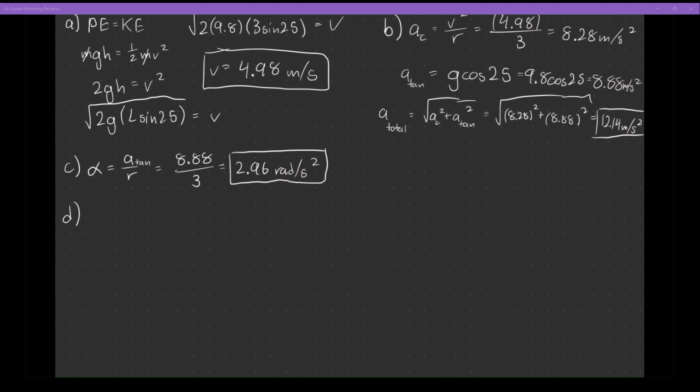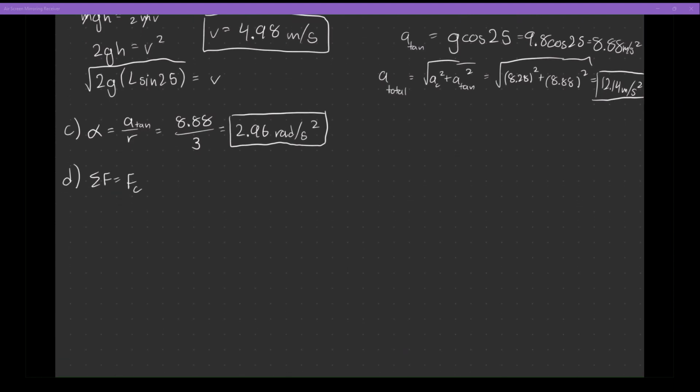Part D now is asking to find T at the lowest point in this swing. First, set net force equal to F_c, which is the first part to set up. The net force at the very bottom would just be T minus mg. T points straight up, and mg points straight down. Then F_c can be expanded out to mv squared over r. We're asking for T, so we just add mg over, so T is equal to mv squared over r plus mg.